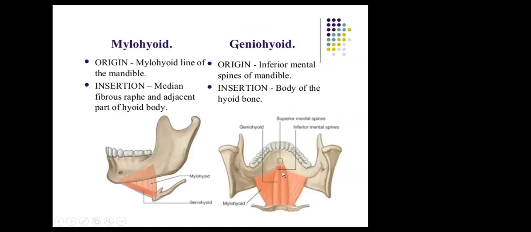And this is the geniohyoid muscle, which originates from the inferior mental spine of the mandible and inserts into the body of the hyoid bone. As we described before, the geniohyoid muscle arises from the inferior mental spine of the mandible, while the genioglossus muscle arises from the superior mental spine of the mandible. So the genioglossus muscle lies above the geniohyoid muscle.